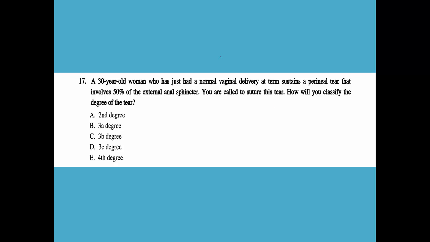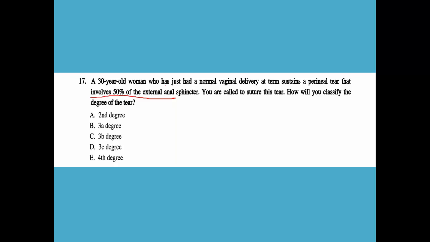Dr. Dalia: a 30-year-old woman who has just had a normal vaginal delivery at term sustains a perineal tear that involves 50% of the external anal sphincter. You are called to suture this tear. How will you classify the degree of this tear? I will upgrade because it is only 50%. So this is 3B. Yes, you are right.